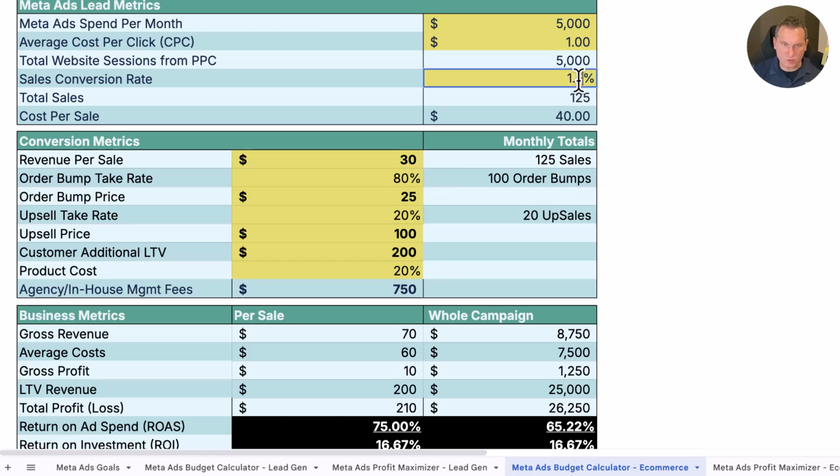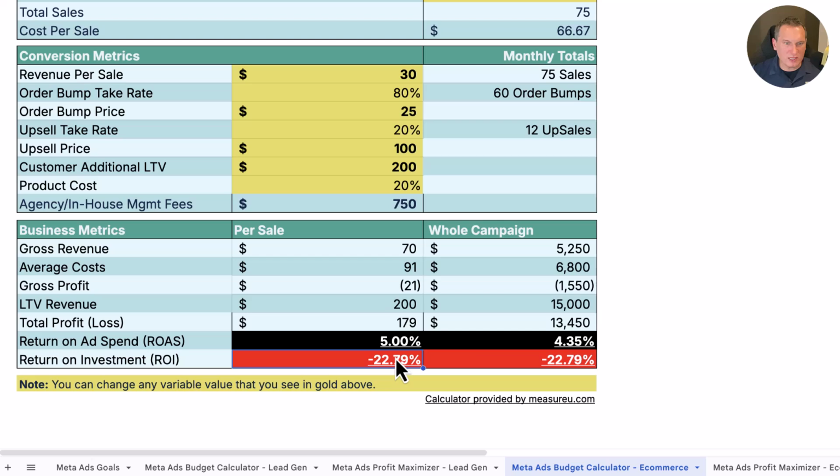Maybe your conversion rate's 1.5%. Okay, we lose money every time. We lose $21 per sale, but on average, they bring in $200 more. That's still profitable. So your short-term return on investment's negative, but over the lifetime of that person, you're going to make that money back.